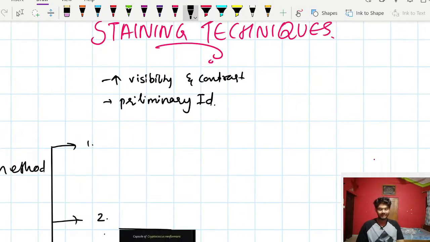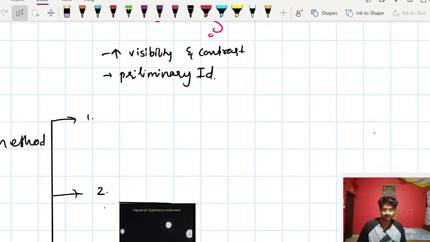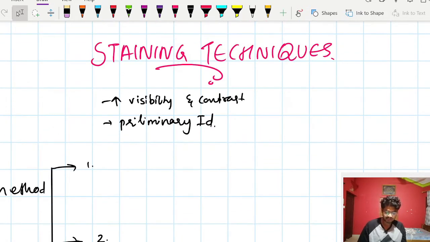Preliminary identification means we can detect whether it is a bacteria, a fungi, or a protozoa, etc. Also we can differentiate whether it is gram negative or positive, and we can identify special structures like flagella. Also we can demonstrate motility. So for any preliminary identification, it is helpful. That's why the staining technique is important in the lab.